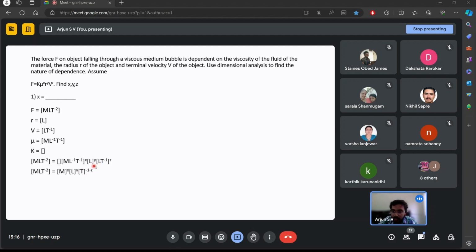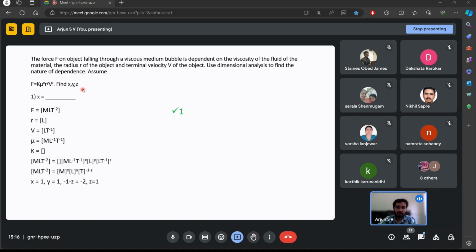Oh, sorry, I think I messed up something here. Yeah, L is actually minus x plus y plus z. I messed up here a bit. But T's exponent is minus x minus z. If you equate all of them, you get x is equal to 1, y is equal to 1, and z is equal to 1. So all the exponents are 1, 1, and 1.